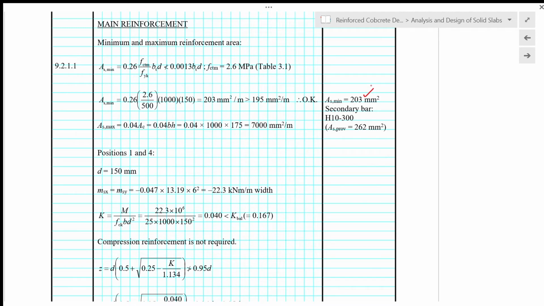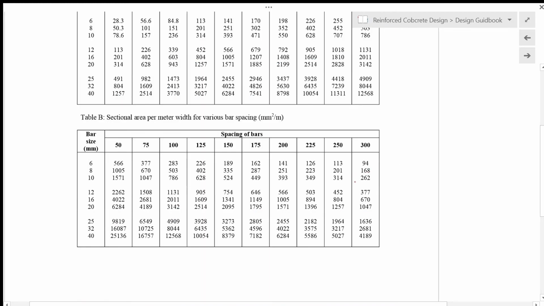So we take As as 203 square millimeter of reinforcement per meter width. And then As maximum is 4% of concrete cross section. So the concrete cross section is width of 1 meter times thickness of 175 mm. So the As maximum is 7,000 square millimeter per meter width. So based on the minimum reinforcement, we can provide H10 at spacing of 300 to get steel area of 262 square millimeter per meter width.